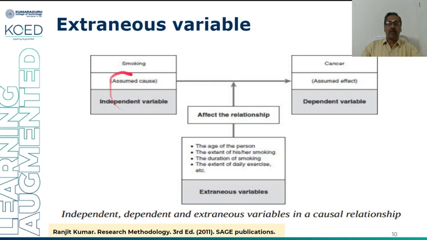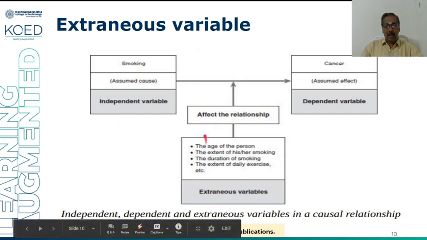So I will be focusing my attention on smoking, which means I will be putting all these sorts of things as independent variables. Type of cigars, whether it is filtered cigar or non-filtered cigar. So like this, I will be fixing. But what is the extraneous variable or affecting variable? I would not have considered the age of the person.